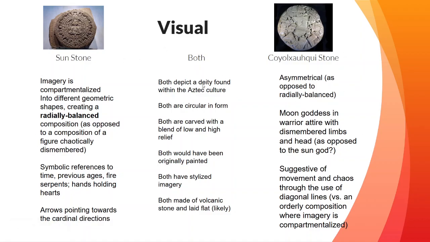They do share some similarities. Both are depicting gods, deities in Aztec culture. Both are circles. Both are carved with a blend of low and high relief. They both have their moments to shine in those types of relief. They both would have been painted. Both are very stylized. Both made out of basalt, and most likely both would have been lying flat down. We know the Coyolxauhqui stone was. It is debated with the sunstone, but most likely.